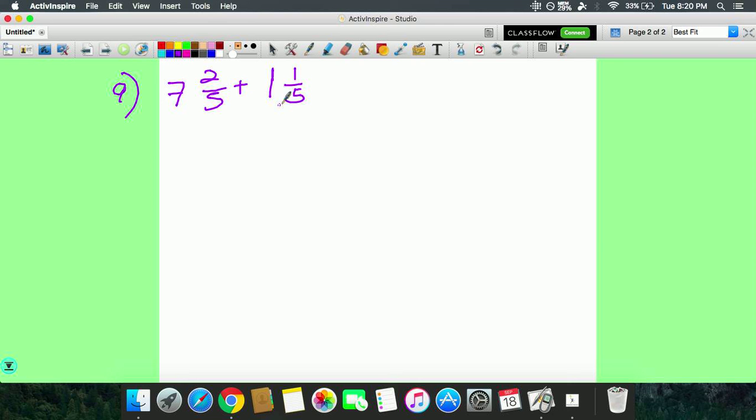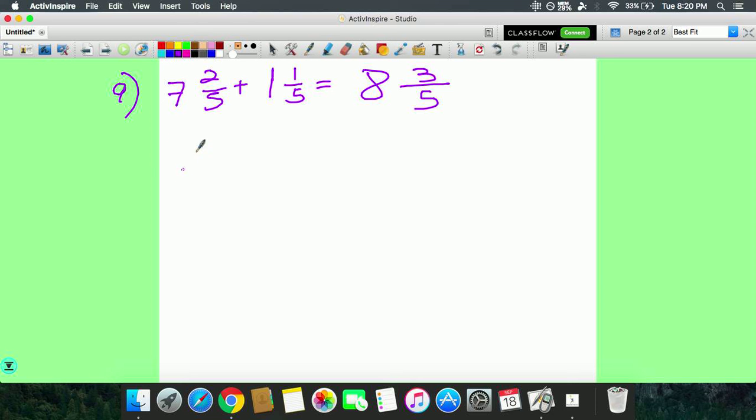So this one you don't really have to change the mixed number, you're going to notice that this one you don't need to. So what I'm going to do is add the whole numbers. 7 and 1 is 8. Over here, the fractions 5 and 5. So the denominator is 5. And 2 plus 1 is 3. So this one is simple enough, and I don't have to do any simplifying or changing an improper fraction.